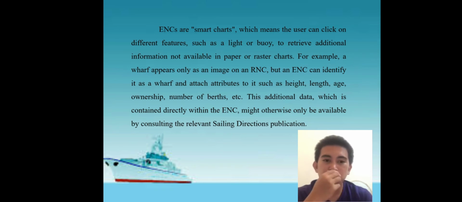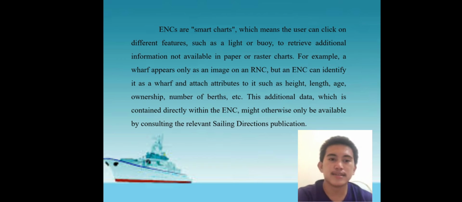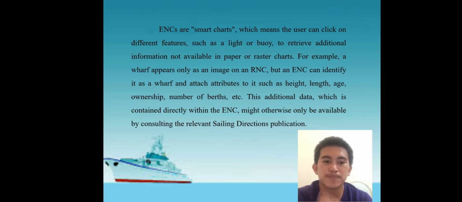For example, what appears only as an image on an RNC or on a paper chart, an ENC can identify as a wharf and attach attributes to it such as height, length, age, ownership, number of berths, etc. So these additional data, which are contained directly within ENCs, might otherwise only be available by consulting the relevant sailing directions publications. So next slide please.